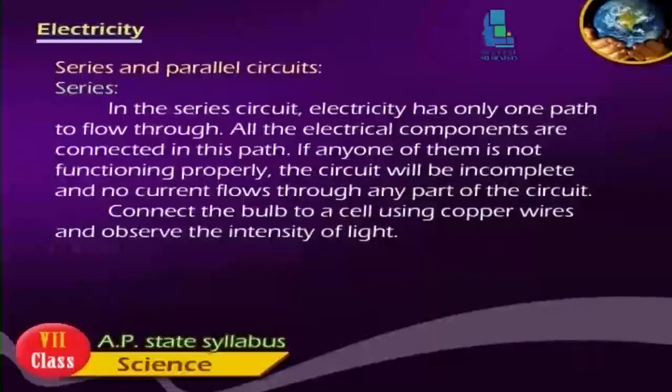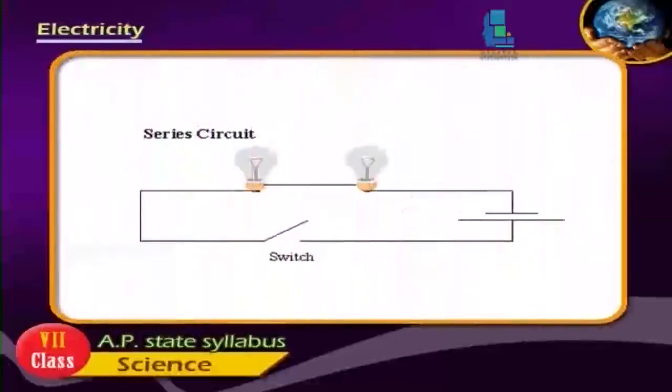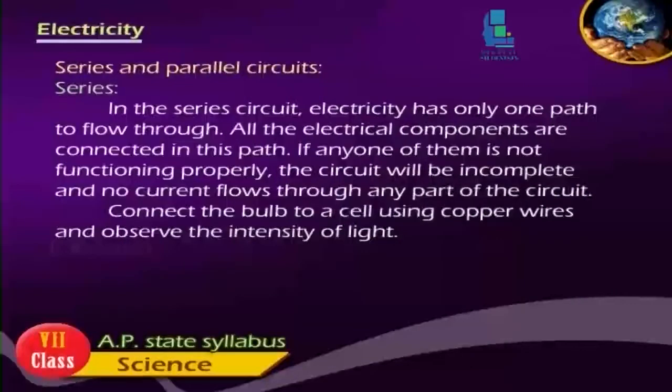Series and parallel circuits. Series. In the series circuit, electricity has only one path to flow through. All the electrical components are connected in this path. If any one of them is not functioning properly, the circuit will be incomplete and no current flows through any part of the circuit. Connect the bulb to a cell using copper wires and observe the intensity of light.